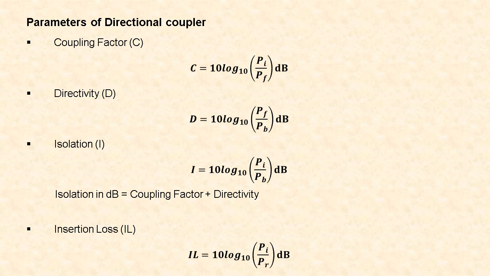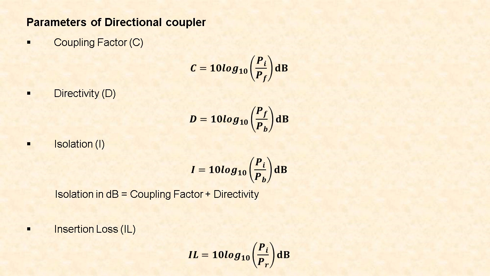Next are the parameters of the directional coupler. First is the coupling factor. It is given by 10 log10 PI by PF decibels. PI is the incident power, PF is the coupled forward power. Second parameter is the directivity D. It is given by D is equal to 10 log10 PF by PB. PF is the forward coupled power, PB is the back power, in decibels.